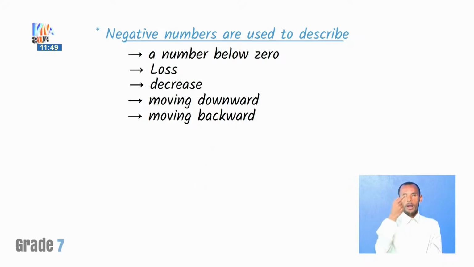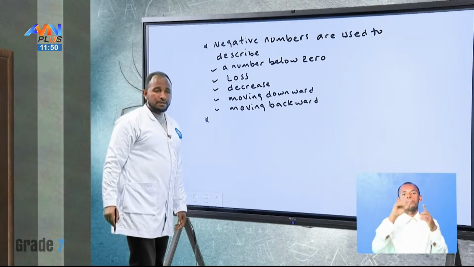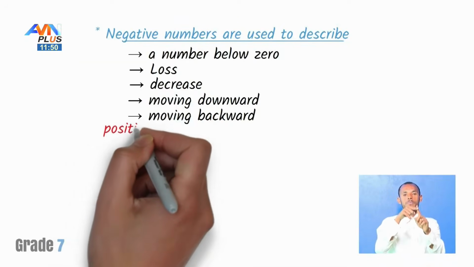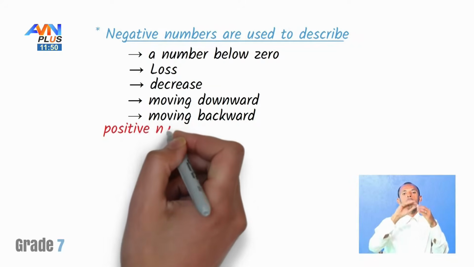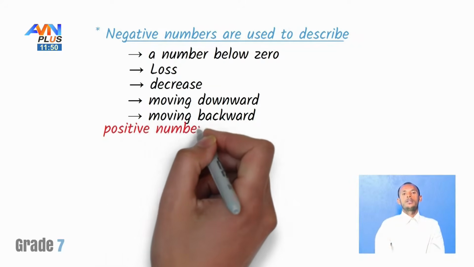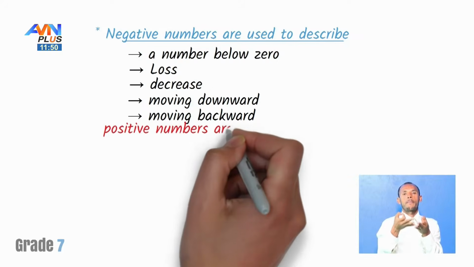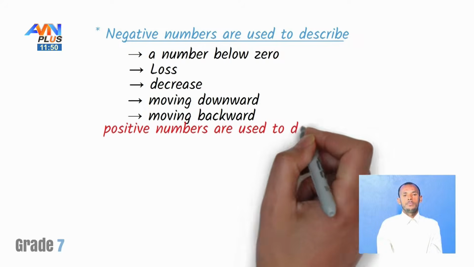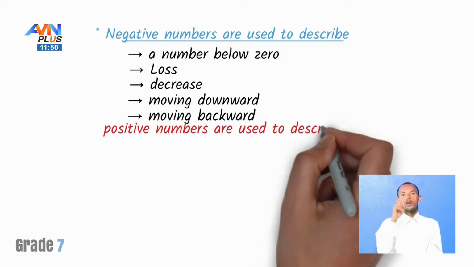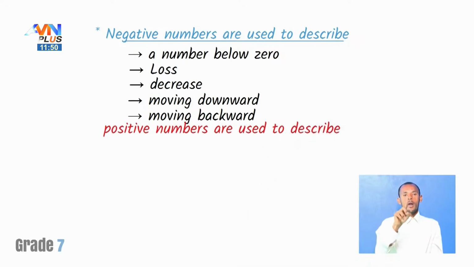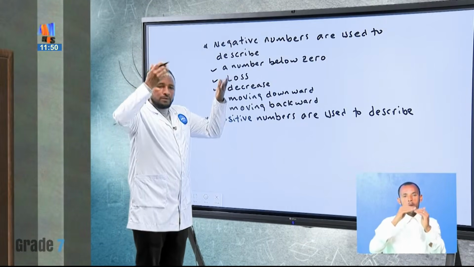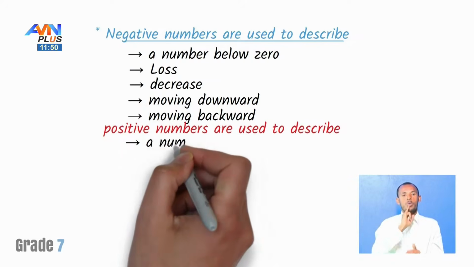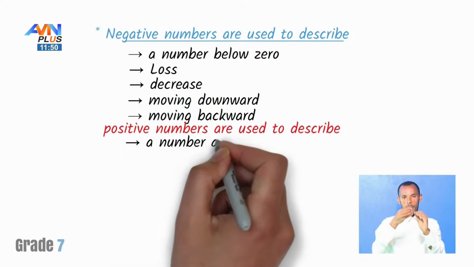And here again, positive numbers are used to describe positive numbers. Numbers are used to describe one, a number above zero. A number above zero is positive.